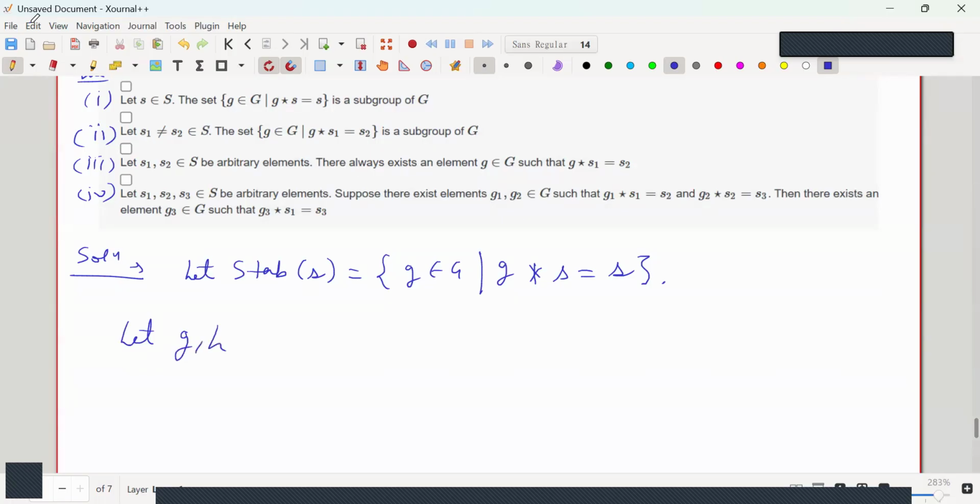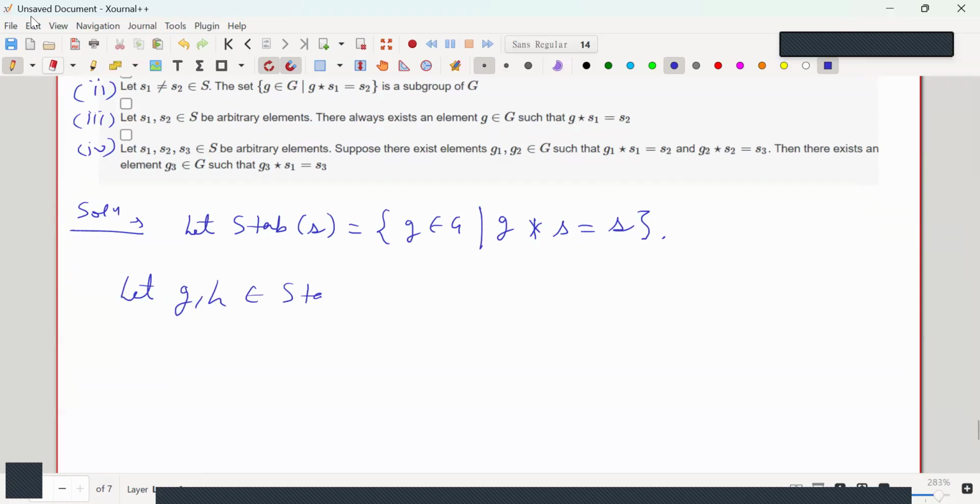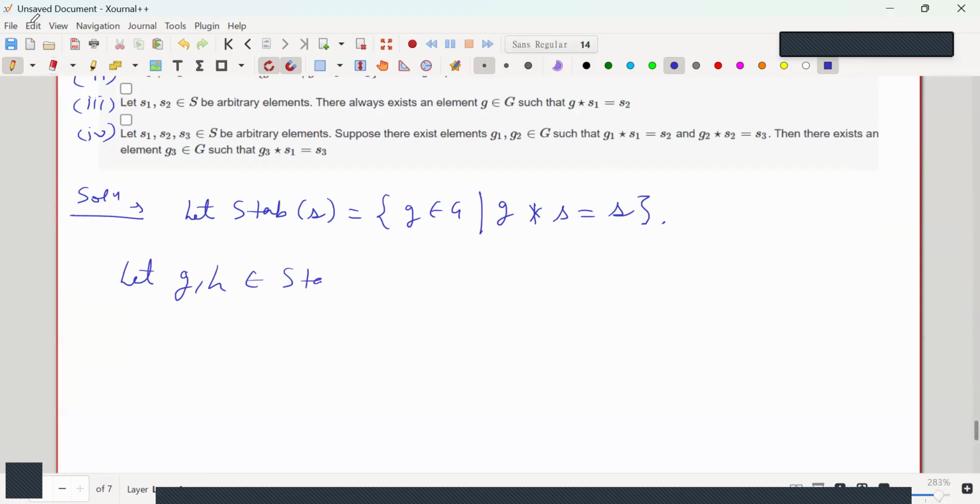Yes, sir. So let g belong to... Oh, it's a subgroup. So for a subgroup, checking closure, identity and inverse is good enough. Associativity always holds, right? Yes, because it's a subset already.